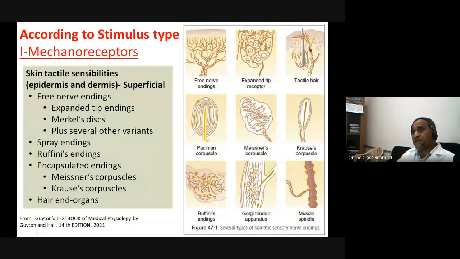In the hair end, these tactile hairs will detect the movement of the hair, and they utilize the movement of the hair as a leverage to detect the change. So these are mechanoreceptors which are located superficially, that is in the epidermis and dermis.